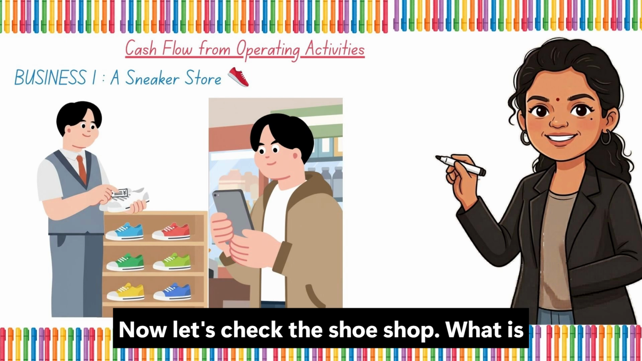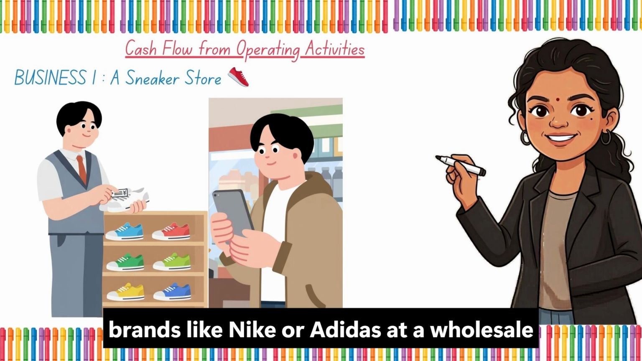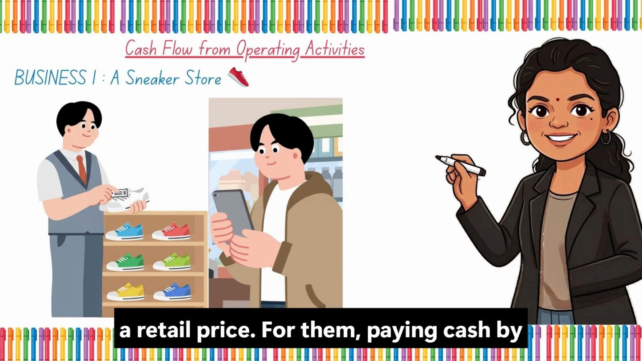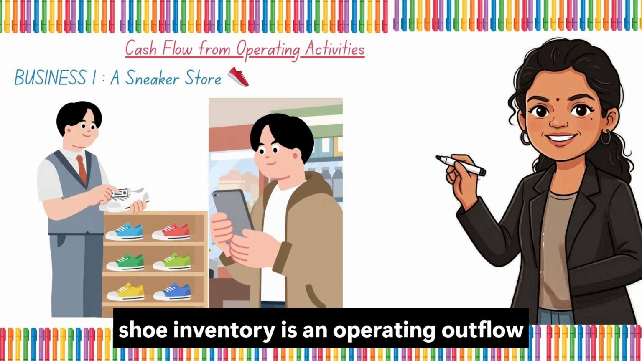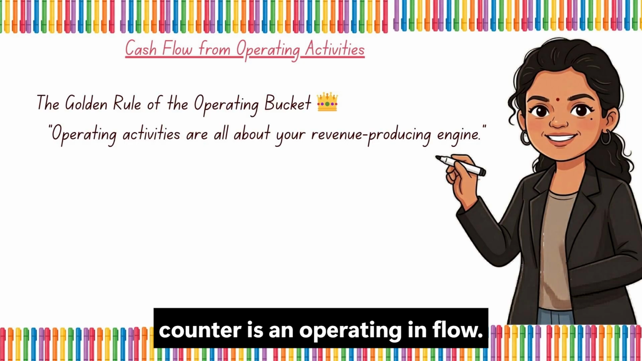Now let's check the shoe shop. What is their main operation? Buying shoes from brands like Nike or Adidas at a wholesale price and selling them to shoe lovers at a retail price. For them, paying cash to buy shoe inventory is an operating outflow, and collecting cash at the billing counter is an operating inflow.